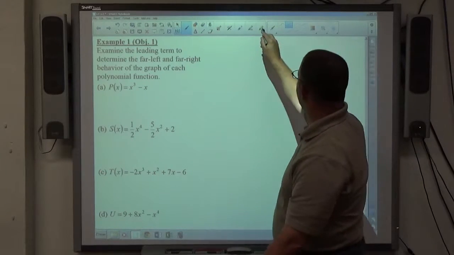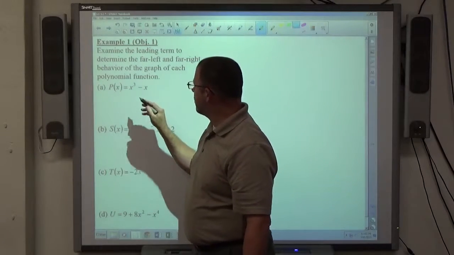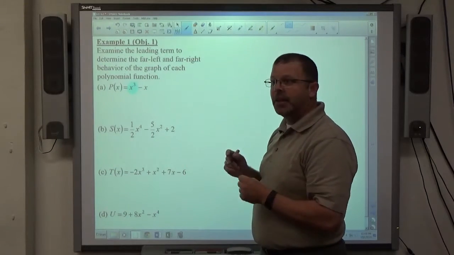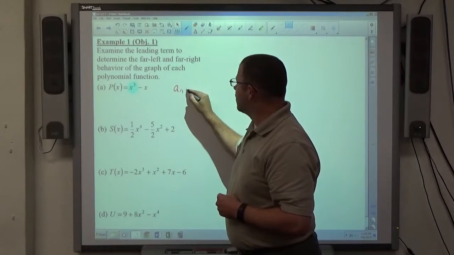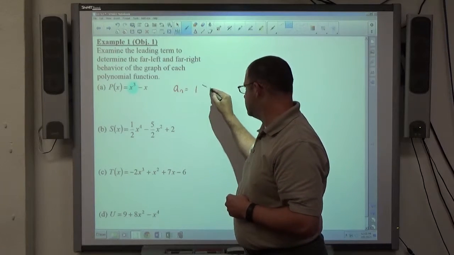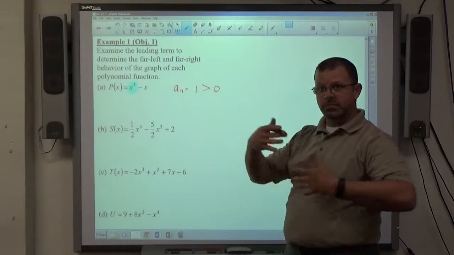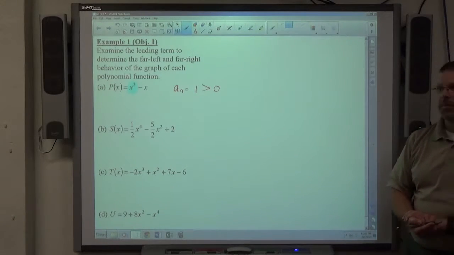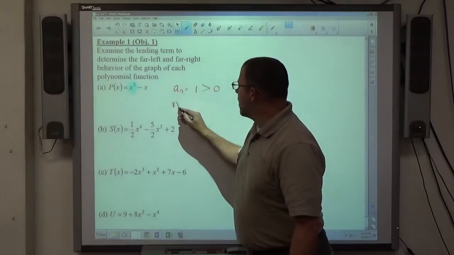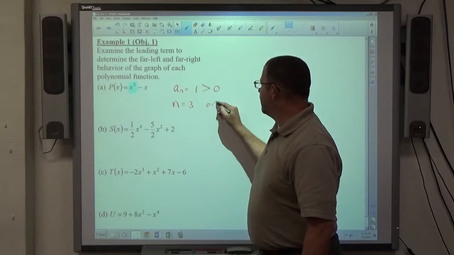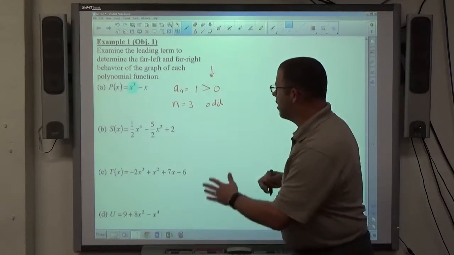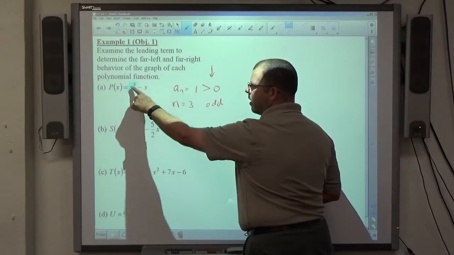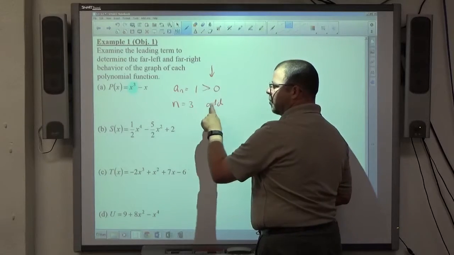So for function a, p of x equals x cubed minus x, we have x cubed. What I want you to get out of that leading term is what a sub n is, which is positive 1, and determine its characteristic that matters to us. Positive 1 is positive, greater than 0. And the other thing I care about is what n equals, which is 3, which is odd. So I want you to glean the characteristics off these two numbers. Leading term matters, coefficient of 1, power of 3. The coefficient's positive, the power is odd.